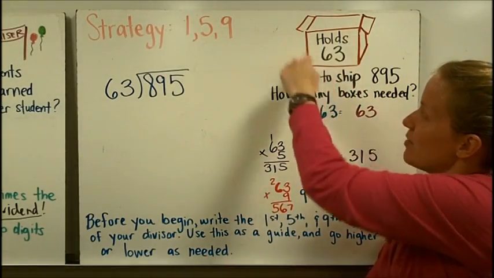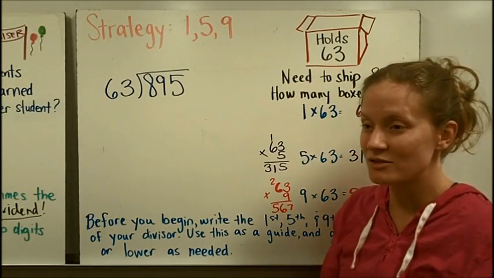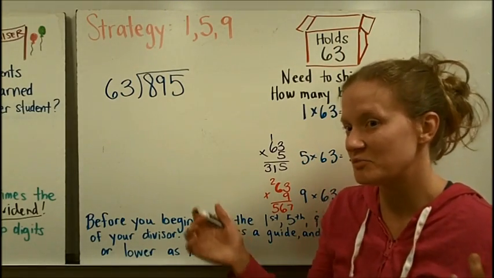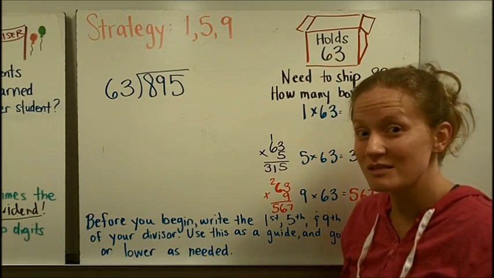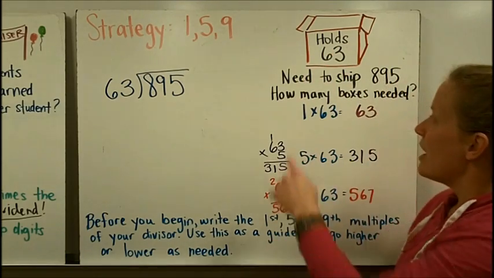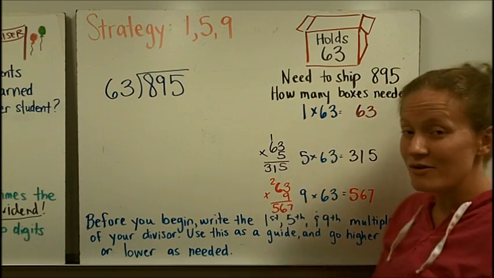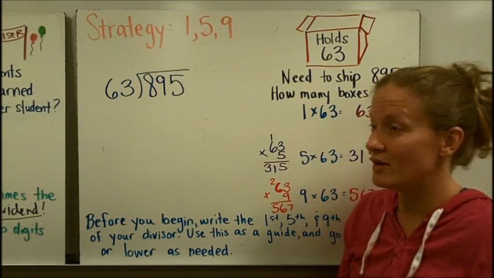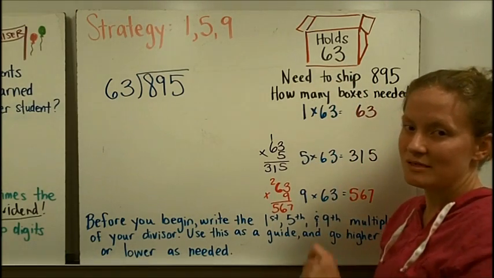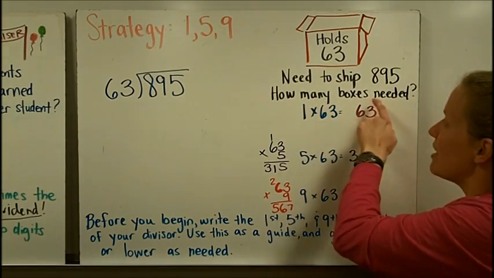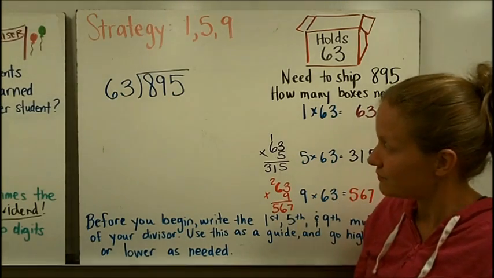Let's pretend that a company has to ship an item, a mysterious product, that the boxes they ship it in can hold 63 of the item. A store orders 895 of those items, so the company needs to ship them 895 in boxes of 63. The question is, how many boxes are needed altogether?